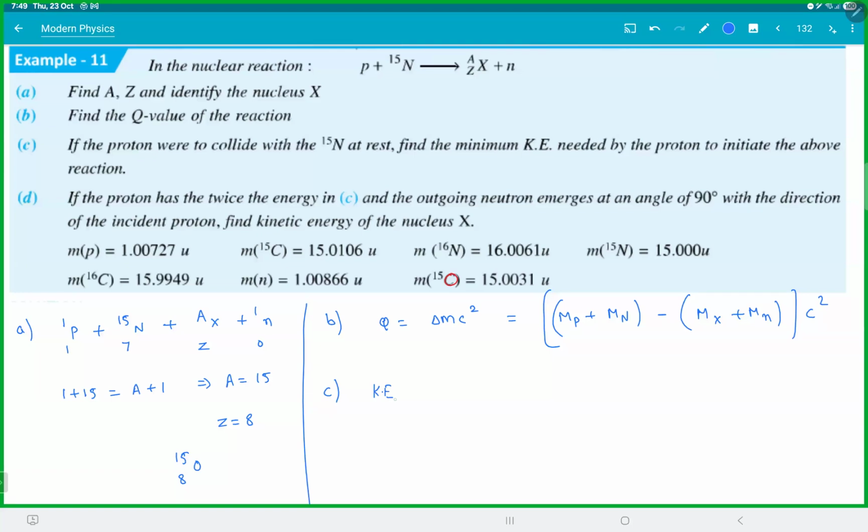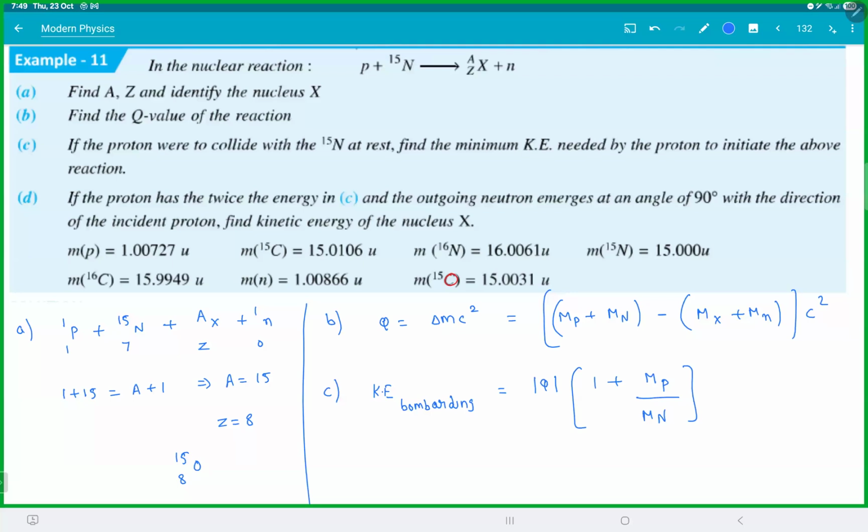So the kinetic energy of the bombarding particle will be the Q value, which will come out to be negative in this case, times 1 plus mass of the bombarding particle over mass of the nitrogen. Here, that is a proton which you're bombarding. There. Clear with this? That will be pretty straightforward.